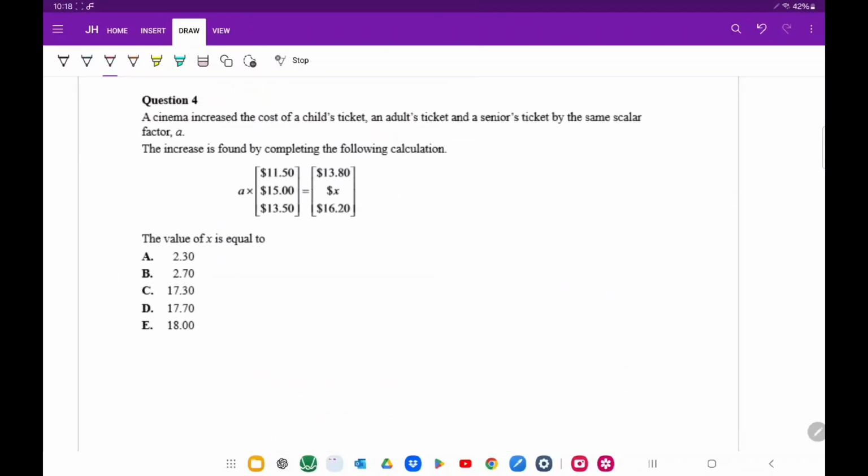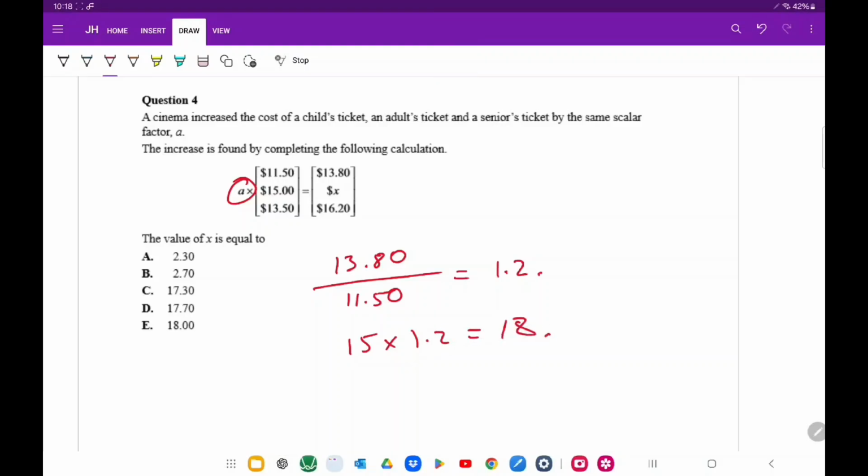Alright, question 4 talks about a particular scalar multiple in this case. So we need to work out what that is. We go 13.8 divided by 11.50 and we get the answer 1.2. So if we go 15 times 1.2 we get an answer of 18 and E is the answer in that case.